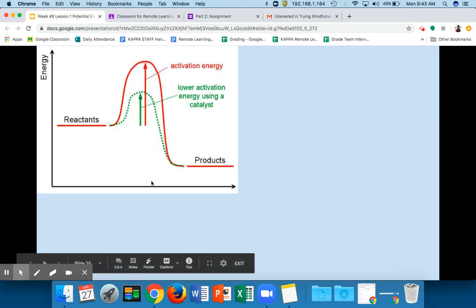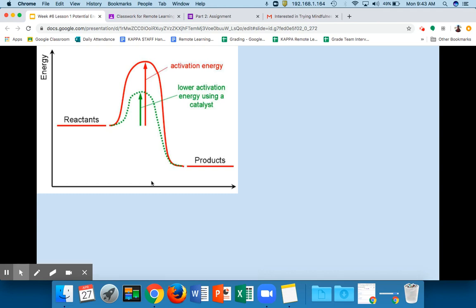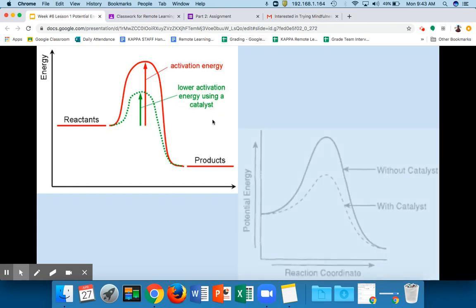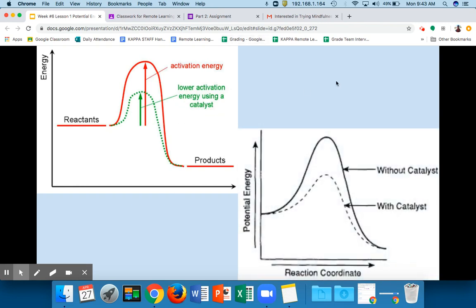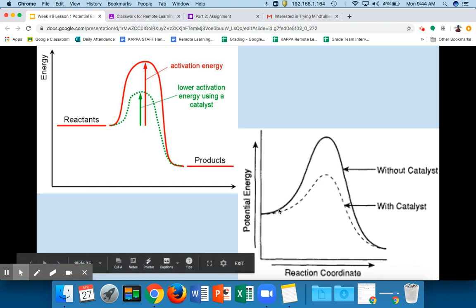Okay, here are just two more graphs I want to show you with the potential energy diagrams with a catalyst. So notice the difference between the reaction without a catalyst, the red line, and with a catalyst, the green line. And here's another one. So again, just that activation energy is being lowered. There's a new pathway for the reaction with a catalyst.